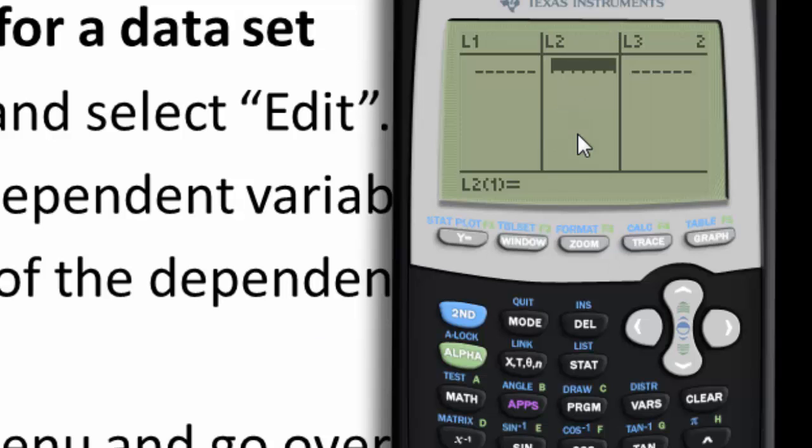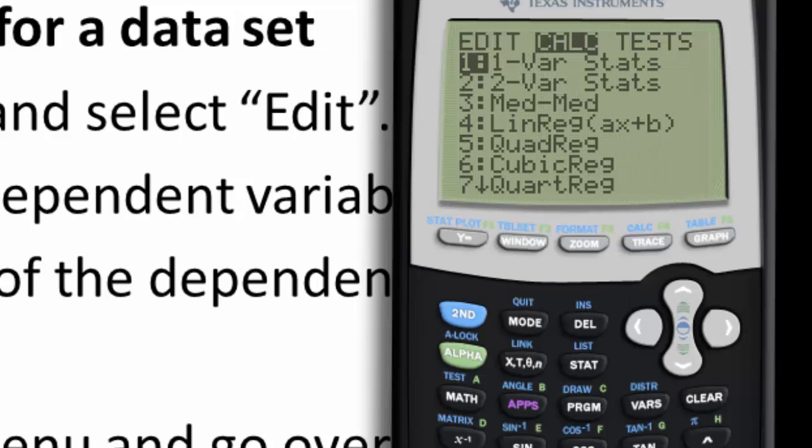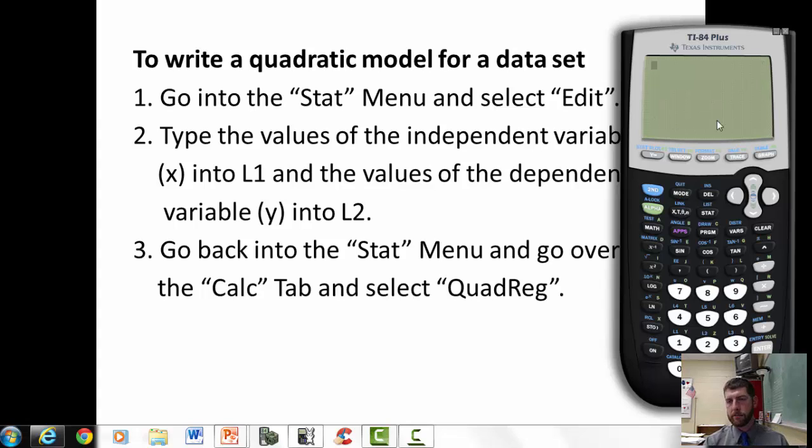So if I'm plugging it in, it's a domain value, it's independent, it's going to be our x. If I'm getting it out, if it's going to be the answer from the question, then we're going to say it's a dependent variable, and we're going to put that into L2. That's our y values. From there, I would go back into the Stat menu, go over to the Calc tab. So Calc is that second tab over. And then we're going to select Quad Reg, which is choice 5. And from there, I'll demonstrate what all that tells us.